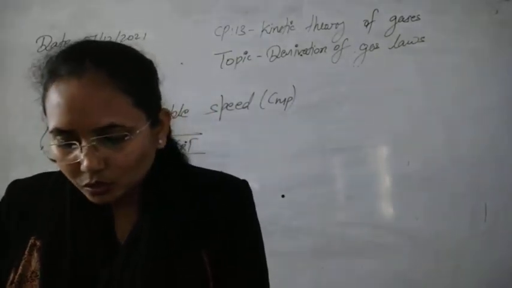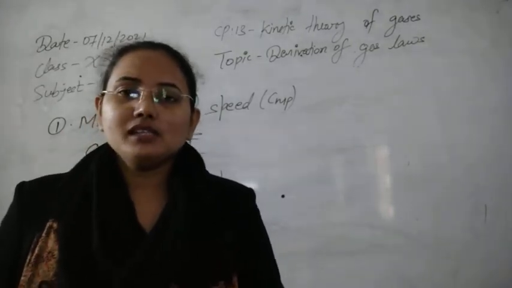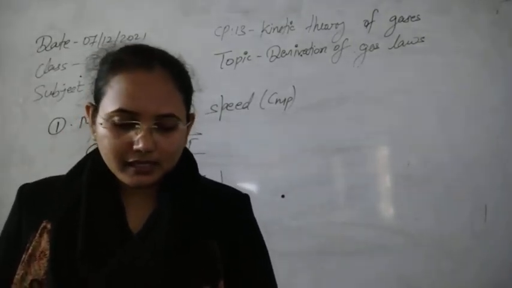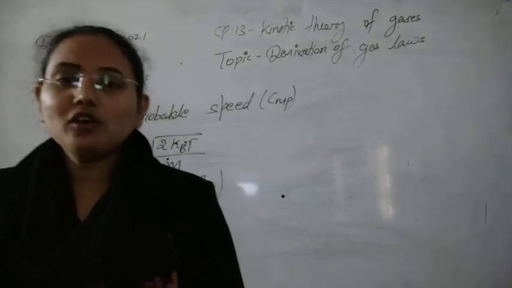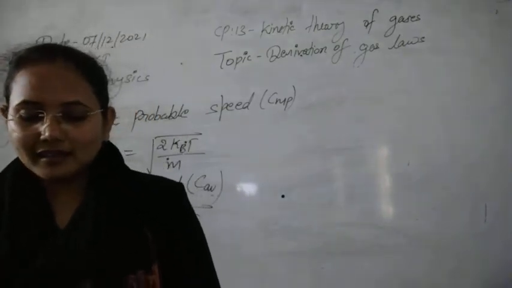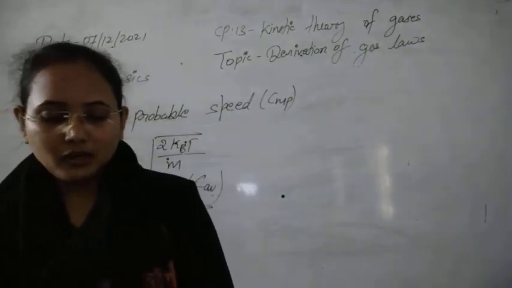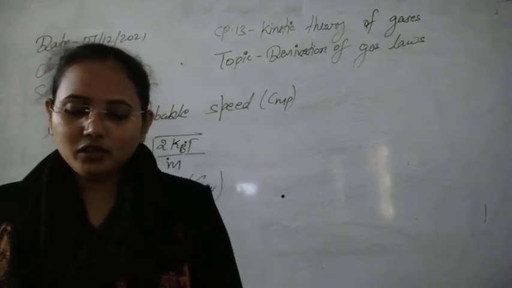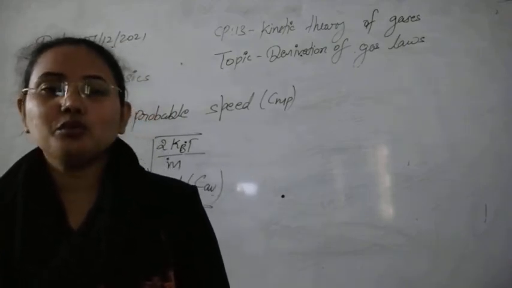So that is the root mean square speed. So what is now the root mean square speed? Let's see. The root mean square speed of gas molecules is defined as the square root of the mean of the squares of random velocities of the individual molecules of a gas.